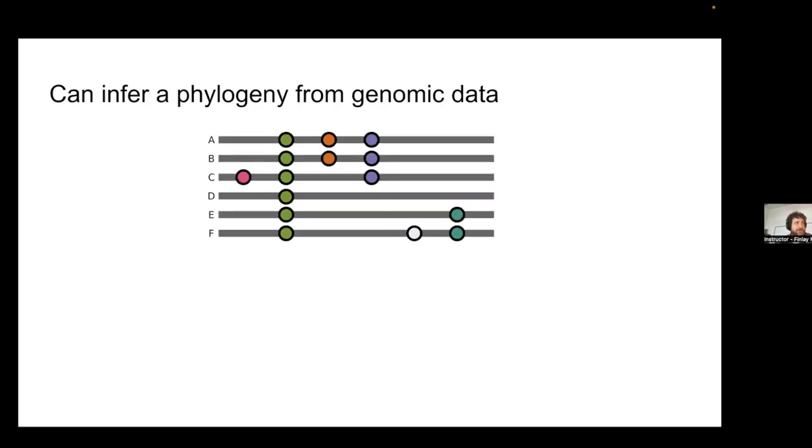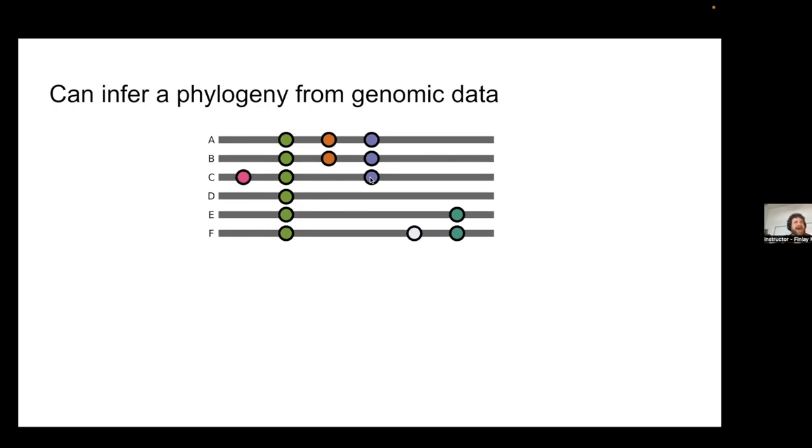Well, as Dr. Brinkman showed us in module two, we can infer a phylogeny from genomic data. So say we've got six genomes here, and these dots represent, say, SNPs. C has this pink mutation. It's the only one with this pink mutation. All of them have this light green mutation here. A and B have this purple mutation, and have the orange mutation, and so on and so forth.